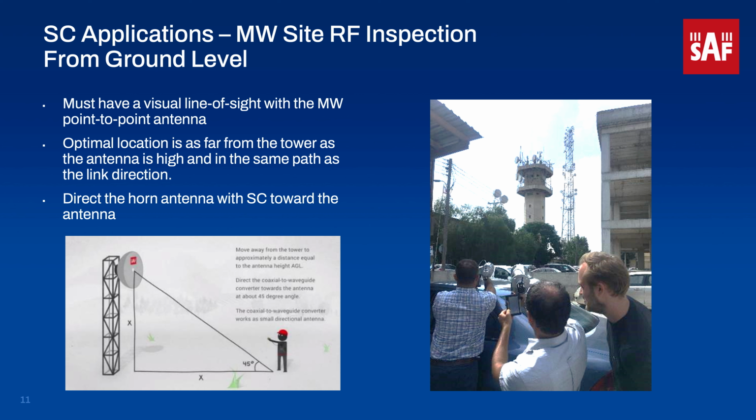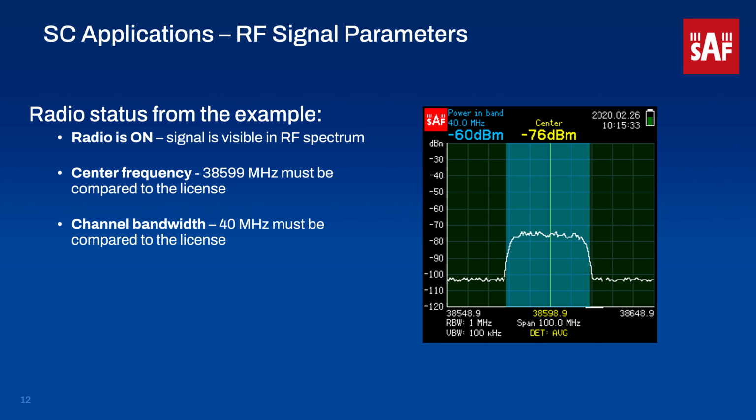towards the tower. So, when we have the Spectrum Compact and the horn antenna oriented towards the transmitter for which we want to do the measurements, we turn on the device and set it to the frequency of our interest. Once we set it, if the radio is transmitting, we will see a bump in the spectrum. This is shown here in the picture.